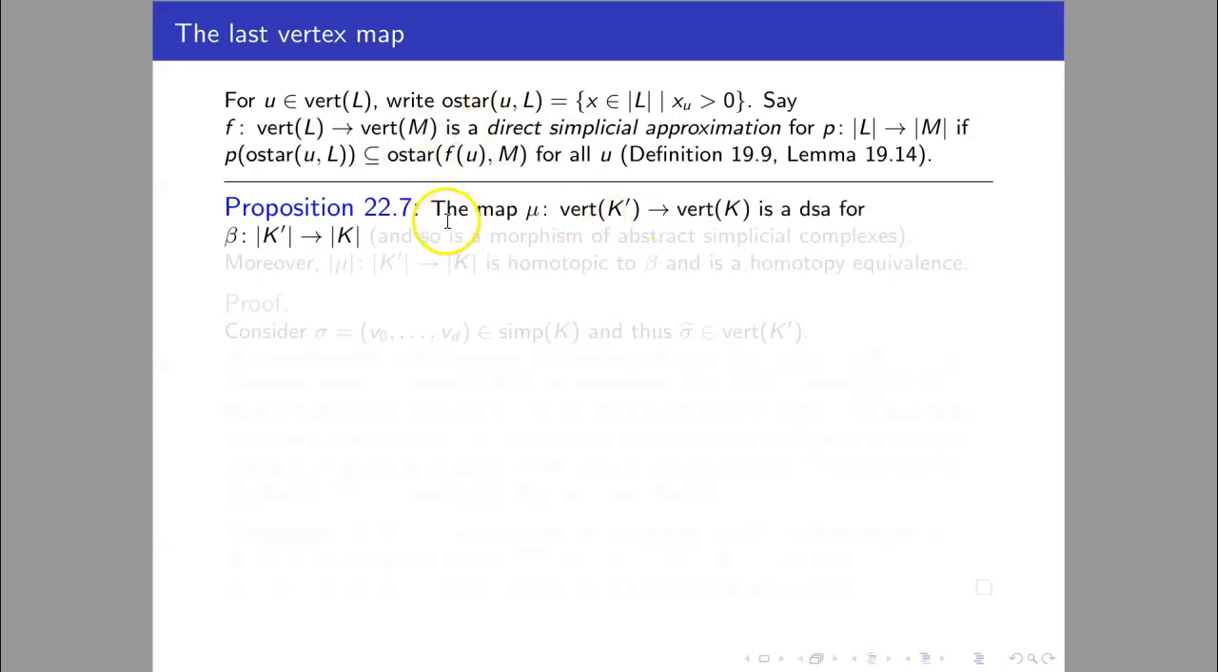So the point that we want to make now is that this map mu is a direct simplicial approximation for the continuous map beta. Right? So context for direct simplicial approximation, you've got a map between geometric realizations, which isn't necessarily a simplicial map, but you want to approximate it in some sense by a simplicial map. Okay, so this beta here is not a simplicial map, but it's well approximated by this map mu.